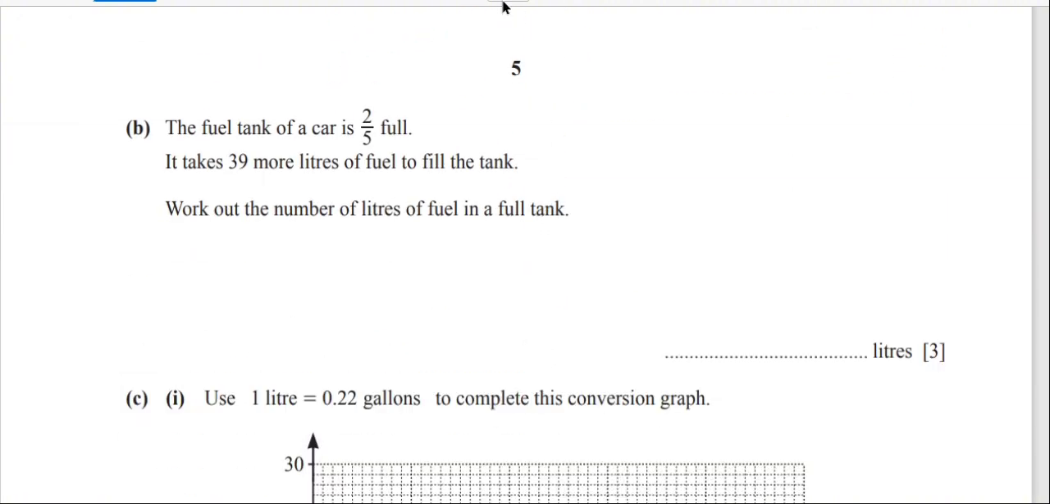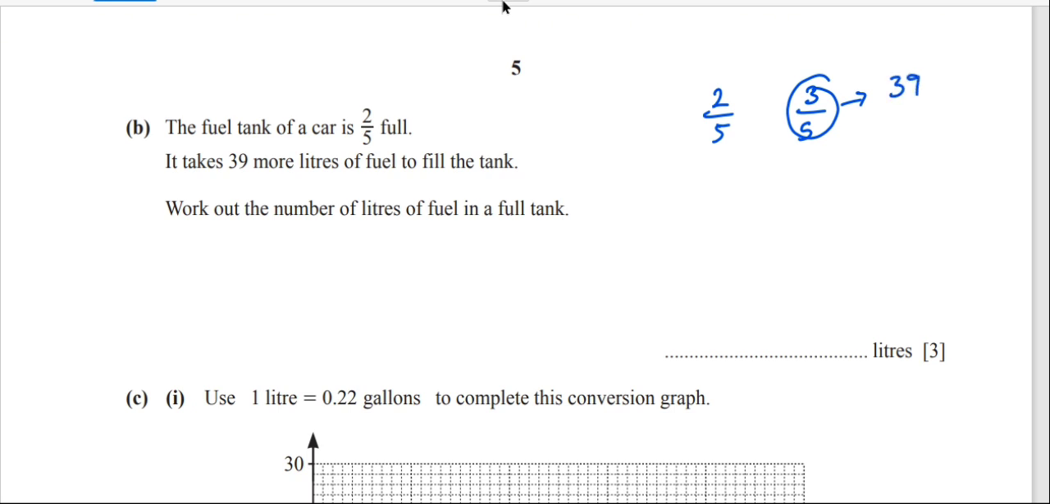Okay, so in this question, they say that a fuel tank of a car is 2 over 5 full. It takes 39 more liters of fuel to fill the tank. Okay, so with what we have here, we know that if the car is 2 over 5 full, it simply means that it requires 3 over 5 to fill it up. And this 3 over 5 is what is going to give us these 39 liters that can fill up the tank.